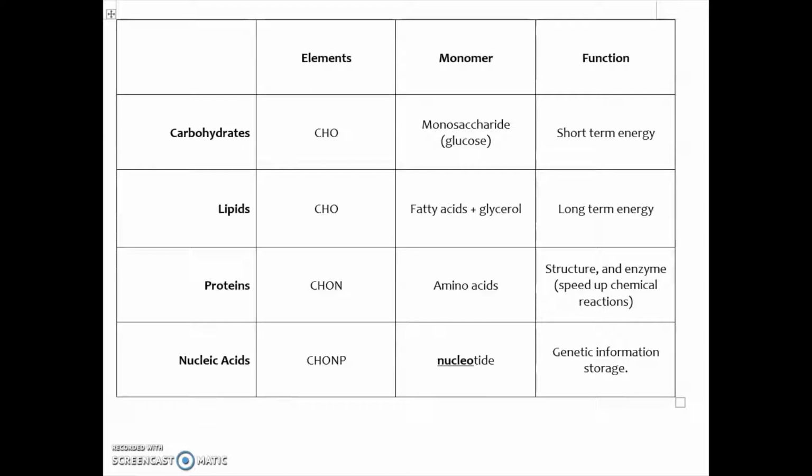Okay, one last thing that will help you remember or identify carbohydrates, lipids, proteins, and nucleic acids is by their name. So here we have OSE. Anything that ends with OSE, glucose, lactose, galactose, is going to be a carbohydrate. Okay, anything that ends with ASE, like lactase, pectinase, is going to be a protein.